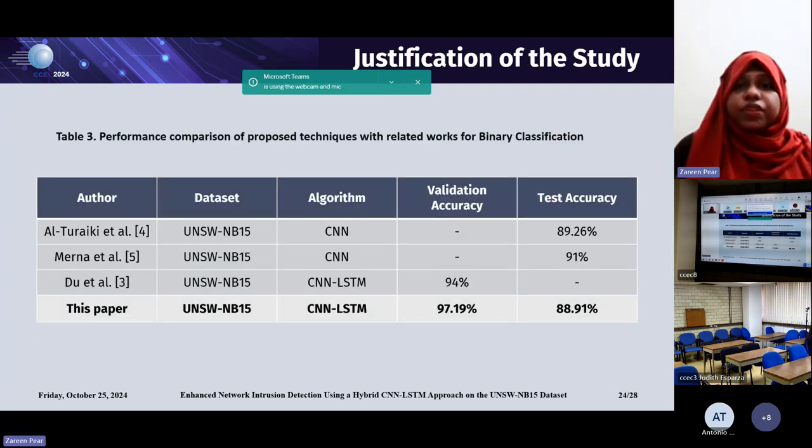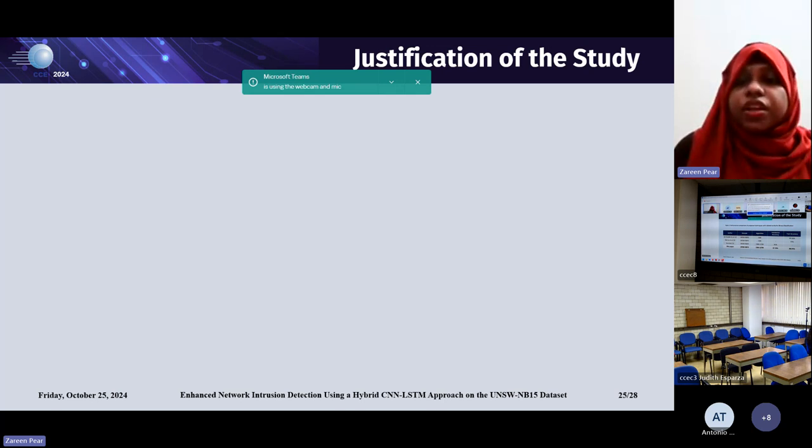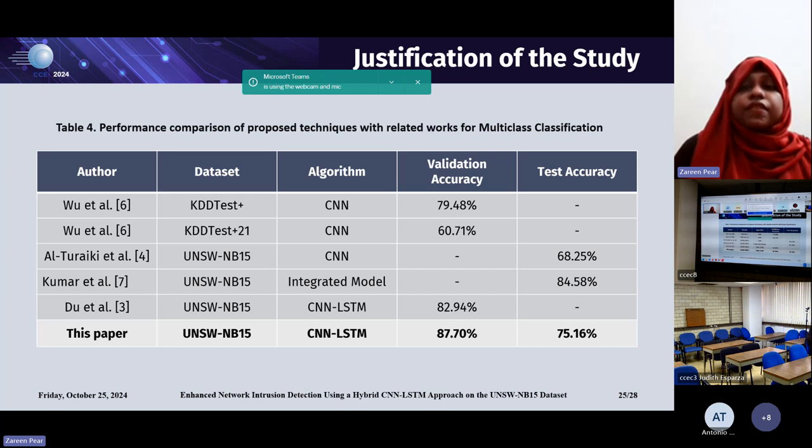This is a justification of the study, as there are many state-of-the-art models, and it shows a comparison of our paper with other papers, and it shows that it outperforms many other papers' accuracy and performs well. This is for binary class classification, and this is for multi-class classification. The multi-class scenario has comparatively less accuracy than the binary class because it introduces 9 more complex attacks. But our model tried to perform well in both binary and multi-class classification combined using this hybrid table.